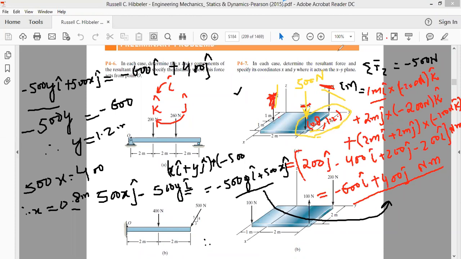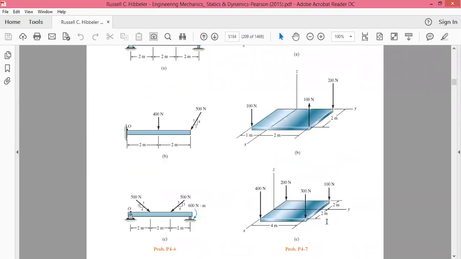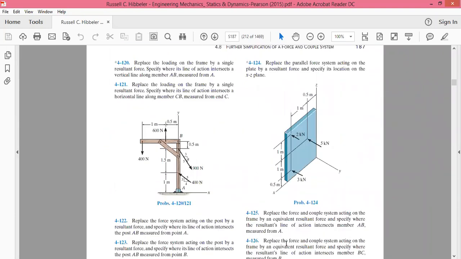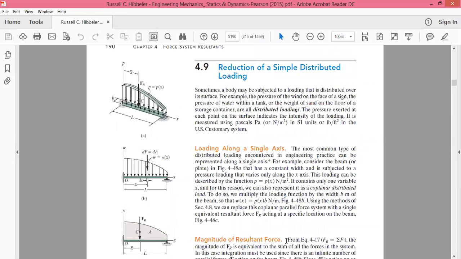In the same way you can solve these questions, and you can have a look hands-on at these problems yourself. So try to solve as many problems as you can. If you have some problems, you can consult me, mail me, or let me know through message so that we can solve them. In the next lectures, we'll be talking about the reduction of distributed loading, and we'll be taking the concept of centroid. Okay, thank you.